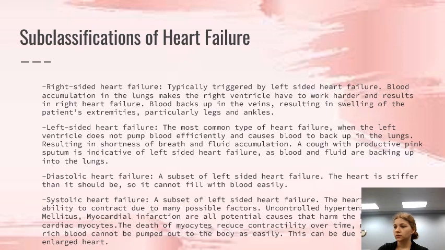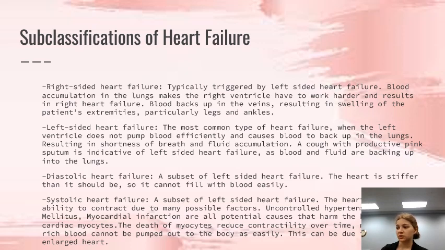Okay. So heart failure obviously is bad for the patient. There are 4 subclassifications of heart failure that have different negative effects on the body, which include right-sided, left-sided, diastolic, and systolic. Starting with right-sided heart failure, it's usually a direct consequence of untreated left-sided heart failure.